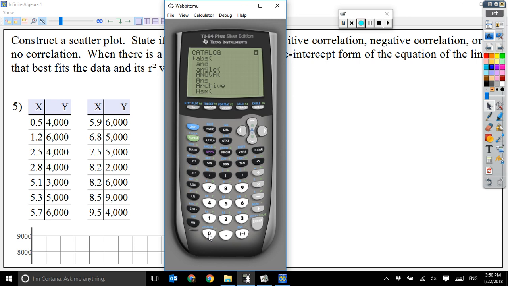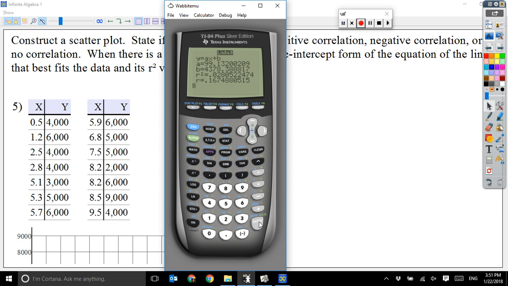And you need to scroll down to the d's, or you can shortcut that by hitting this x to the -1 button, or the one that has the little green D on it, and it shortcuts you to d's. And we're going to scroll down to diagnostic on, not diagnostic off, diagnostic on. Hit enter again, and it should say done. And now you can hit stat, go over to calc, scroll down, and now if you didn't before, you should have the r and the r squared.